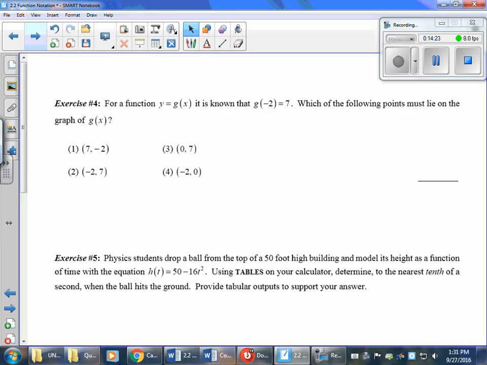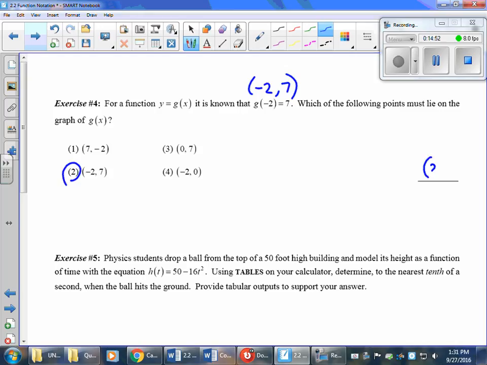Exercise 4. For a function y equals g of x, it is known that g of negative 2 equals 7. Which of the following points must lie on the graph of g of x? Well, like I said before, if you consider this to be an ordered pair, the x is negative 2 and the y would be 7. So very easy. This is the nice, easy multiple choice question. So 2 would be the correct answer.